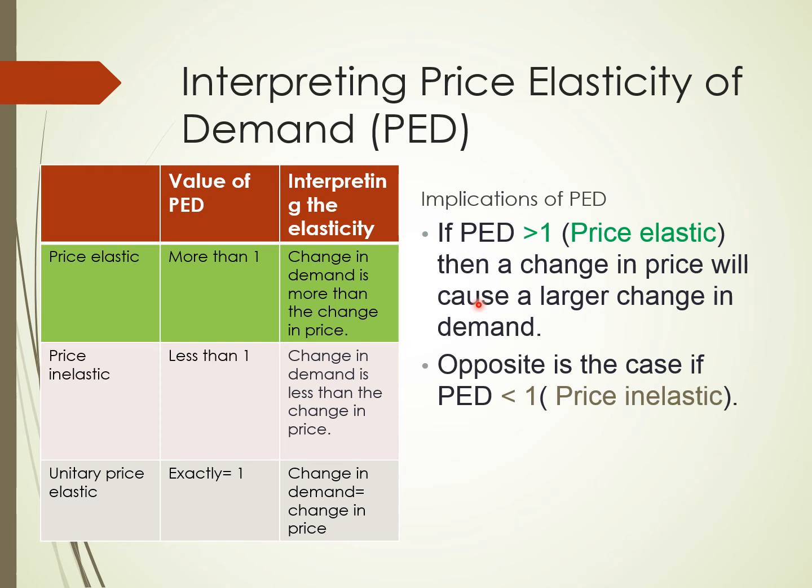Then here is the implication. If PET is more than 1, it is price elastic. So you would recall that in our calculation, in the previous slide, we got less than 1. Therefore, it means it is inelastic. Then a change in price will cause a larger change in demand. So when we calculate our PET and we get more than 1, it means the change in price will cause a large change in demand. Now the opposite is the case if the PET is less than 1. It means the price is inelastic.